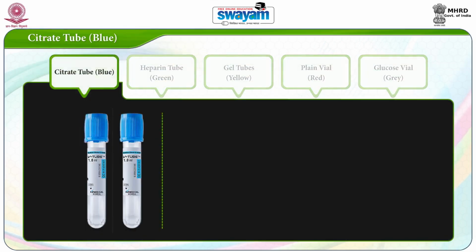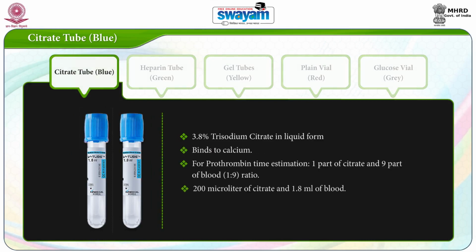There is a blue capped tube which is the citrate tube. Citrate is a weak anticoagulant. This is used for estimation of prothrombin time and estimation of erythrocyte sedimentation rate. This is mostly used in the diagnostic laboratories.